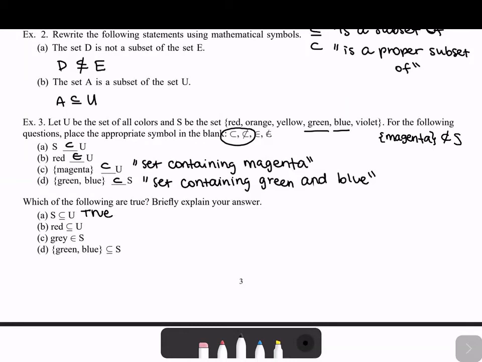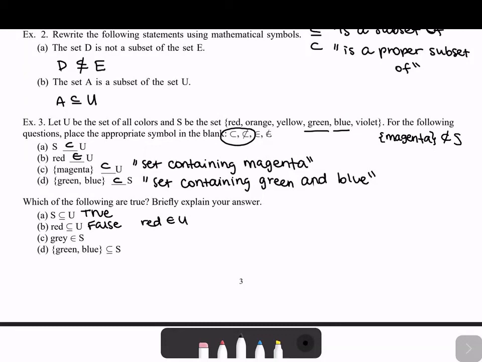The second one, red is a subset of U. In this case, red is an element, right? Red is a color, so it's an element of a set. So this is false, because we can't have an element be a subset. We need a set to be a subset. What is true is that red is an element of U, because red is a color in our universal set.